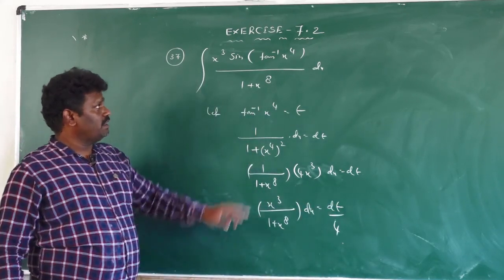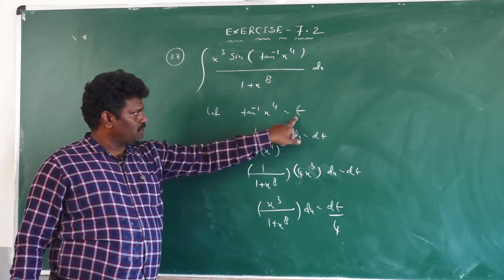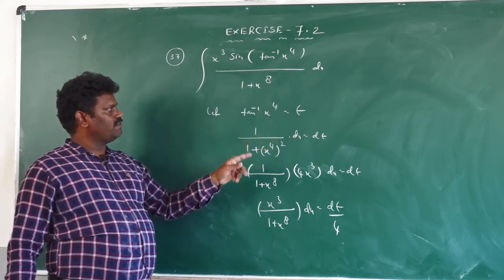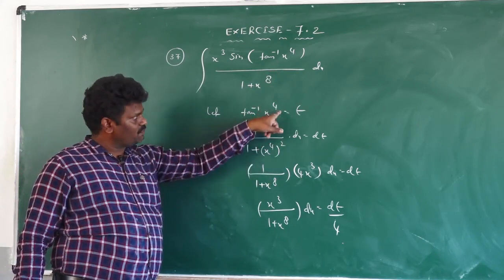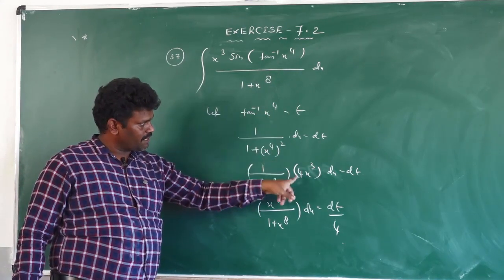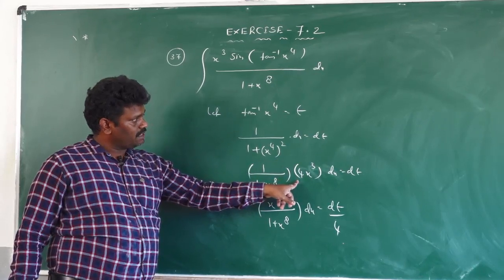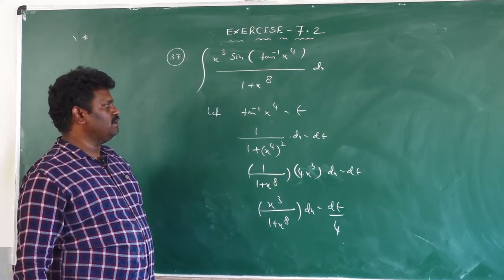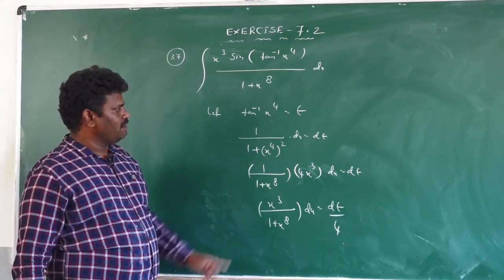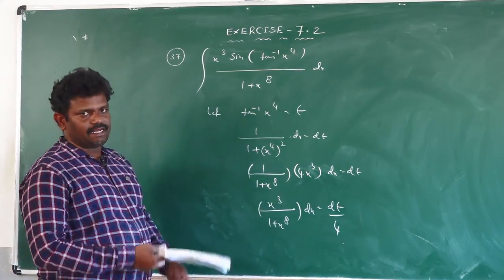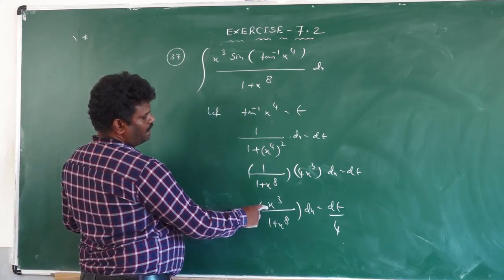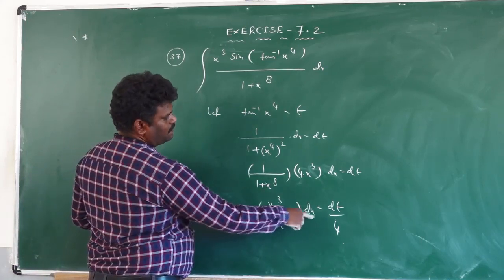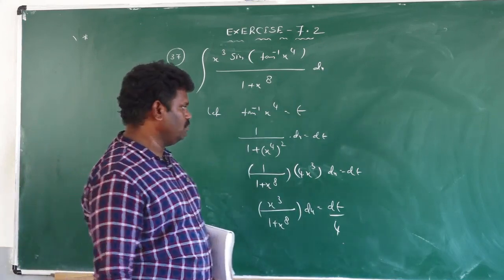One minute lesson here: tan inverse of x power 4 is equal to t. Generally we take the derivative of this function as 1 by 1 plus x square, but x is not there, here x power 4 is there, so that's why we are applying the derivative of x power 4. Then what we did here: 4 into x cube, dx is equal to dt. Okay? So next step, x cube by 1 plus x power 8, dx is equal to dt by 4.